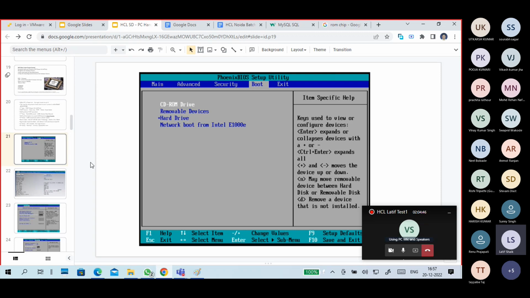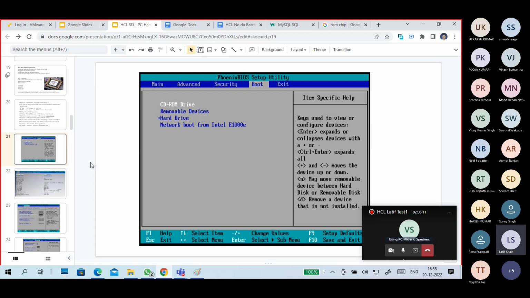It's a priority list. For example, if your operating system is only on the hard disk, not on any CD-ROM or pen drive, it will first search the CD-ROM, then the removable devices, then the hard disk. It found the operating system on the hard disk, so it will load. If your hard disk also doesn't have an operating system, then it will search on the network.